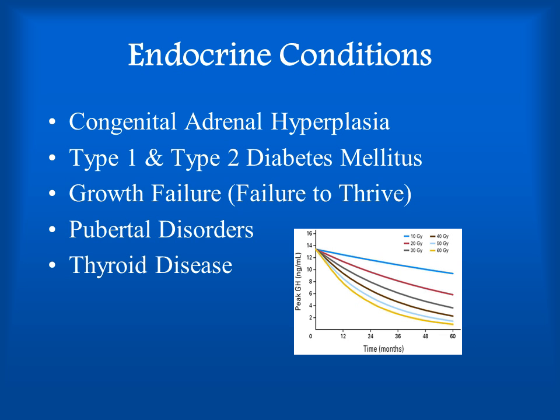There are several endocrine conditions that we're going to speak about today. The first is congenital adrenal hyperplasia, type 1 and type 2 diabetes, growth failure, otherwise known as failure to thrive, some disorders of puberty, and thyroid disease.